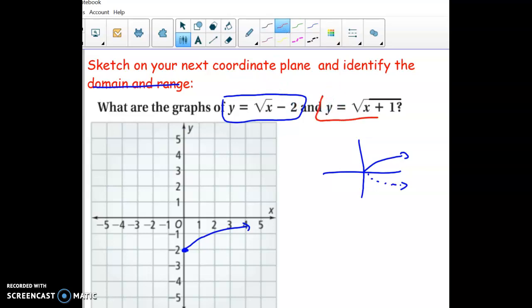And then when it's inside like this, it goes left or right. So that one's going to go left 1. And so it's going to be that same parent shape. Looks like that. And again, I'm not drawing the bottom half of the parabolas.